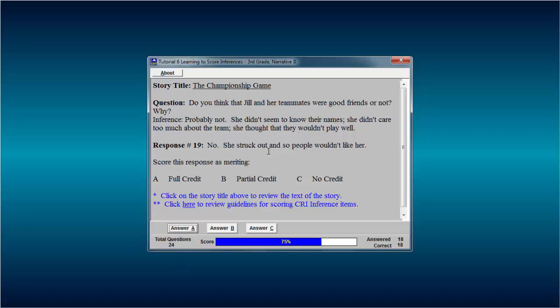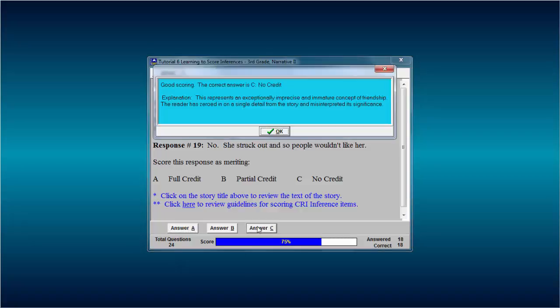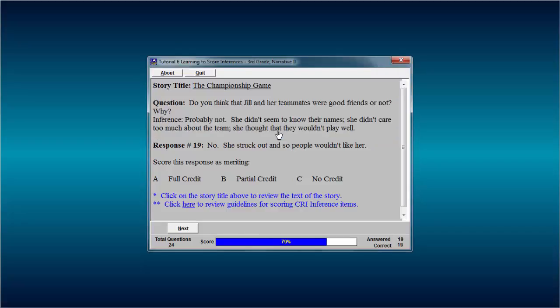No, she struck out, and so people wouldn't like her. Here, she did strike out. And this might be evidence of this student's response of a poor concept of friendship. But here there is nothing that's really rooted. You could have had a probe here, okay? That might have helped to see if the student had some good understanding here. That takes us to 20.